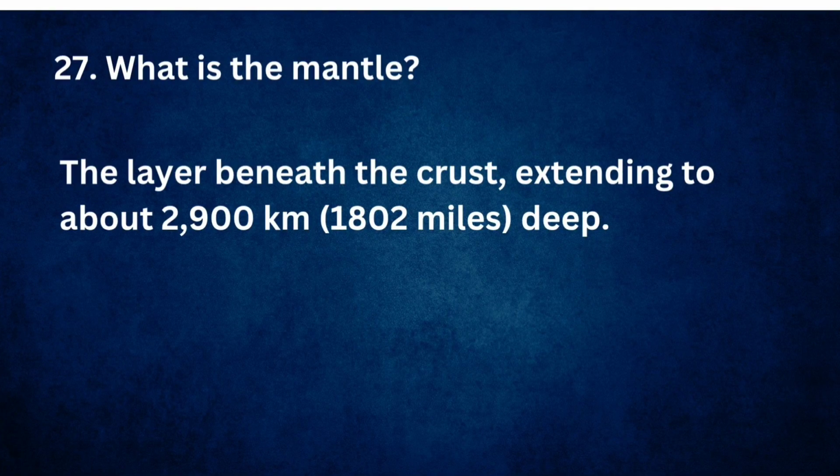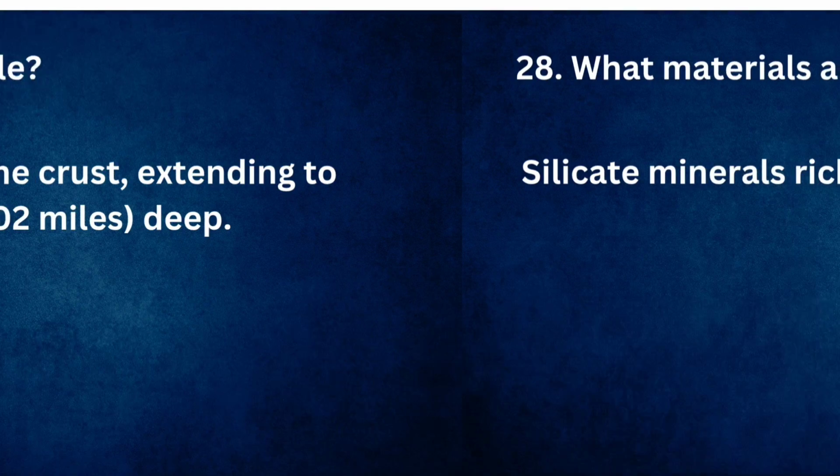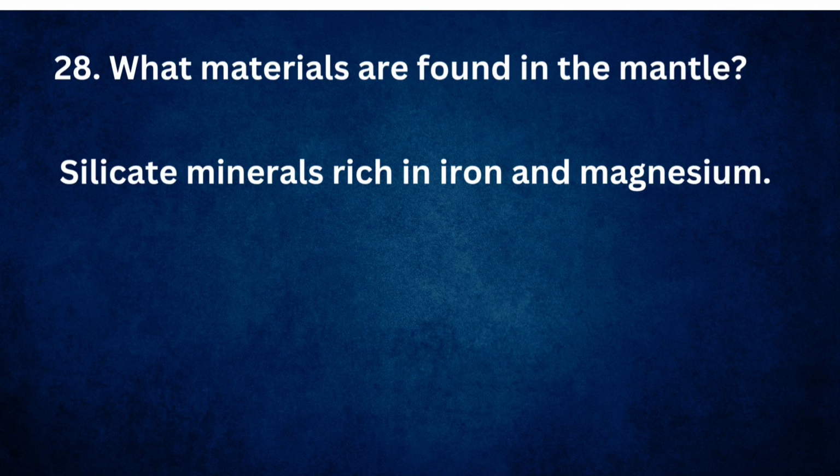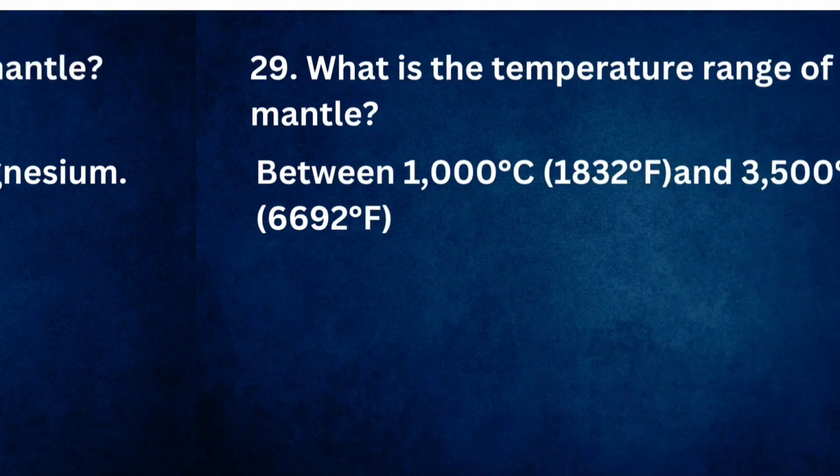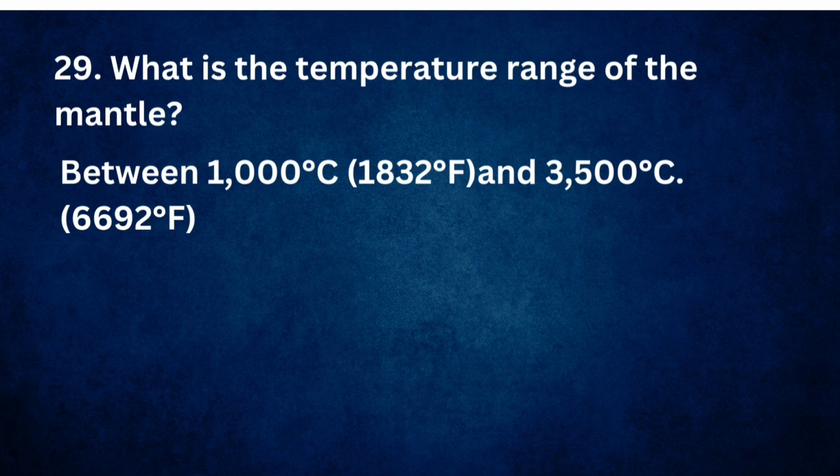What is the mantle? The layer beneath the crust extending to about 2900 km or 1802 miles deep. What materials are found in the mantle? Silicate minerals rich in iron and magnesium. What is the temperature range of the mantle? Between 1000 degrees centigrade and 3500 degrees centigrade.